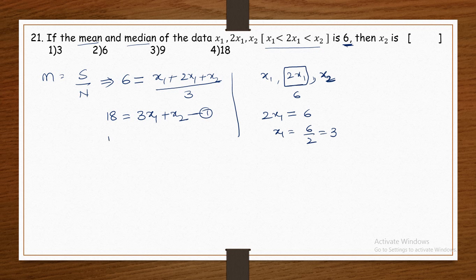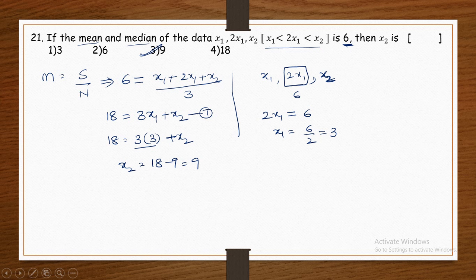Now directly substituting the value 3 here, 3 into x1 is 3, plus x2. 3 times 3 is 9. So when I transpose, x2 is equal to 18 minus 9, which is equal to 9. So clearly the value of x2 is 9.